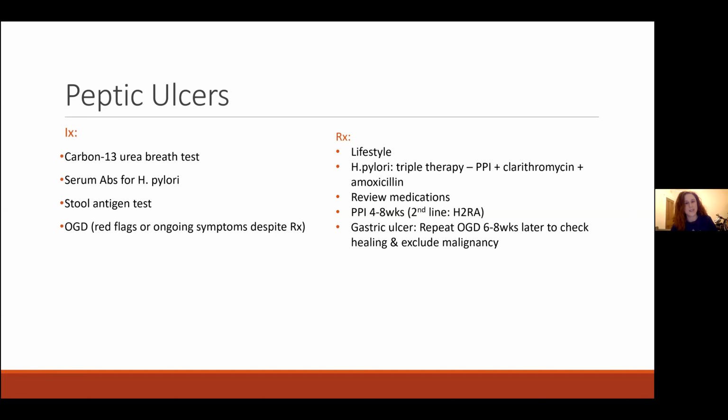This is something you should definitely mention in OSCEs as well if they ask for the treatment. They would like to know about the lifestyle changes you can make. So smoking cessation, weight loss, and decreased alcohol are the main ones.